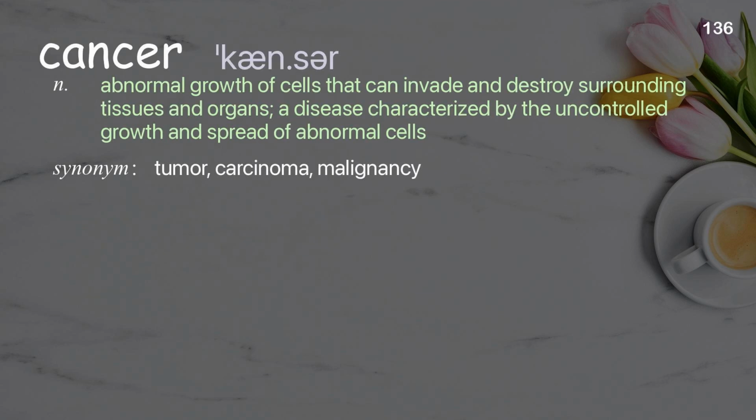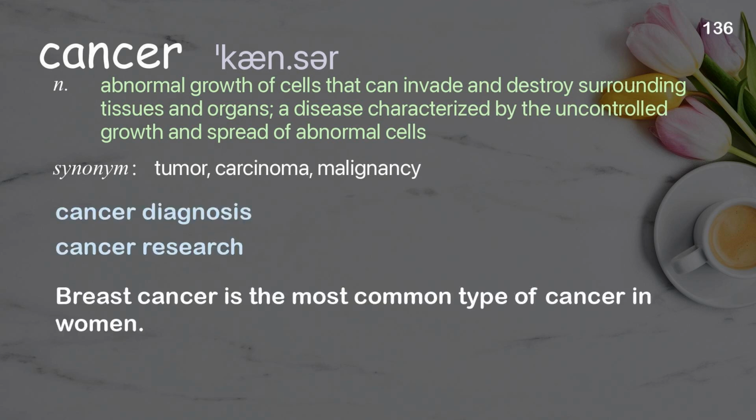Cancer. Abnormal growth of cells that can invade and destroy surrounding tissues and organs. A disease characterized by the uncontrolled growth and spread of abnormal cells. Examples: Cancer diagnosis. Cancer research. Breast cancer is the most common type of cancer in women.